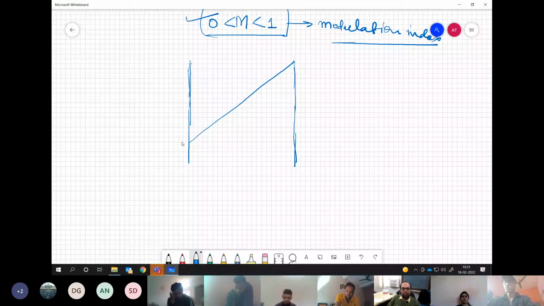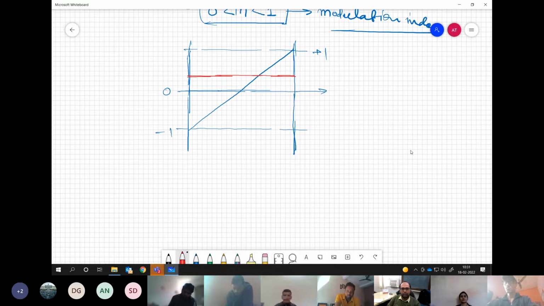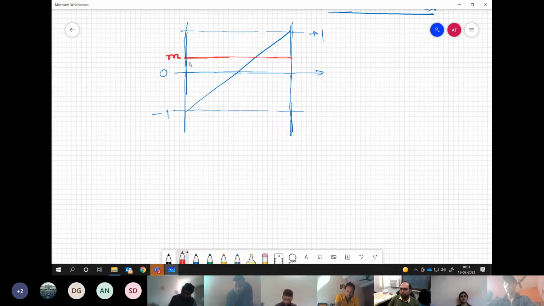It's going from -1 to +1. Let's say here is the 0 axis. Let us say our modulating signal is somewhere here, because it is m sin omega t. It could be anywhere between +1 and -1. So let's say it is here at some point. Say this value itself is small m.